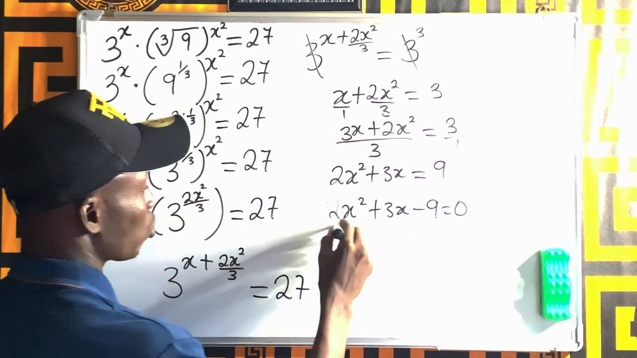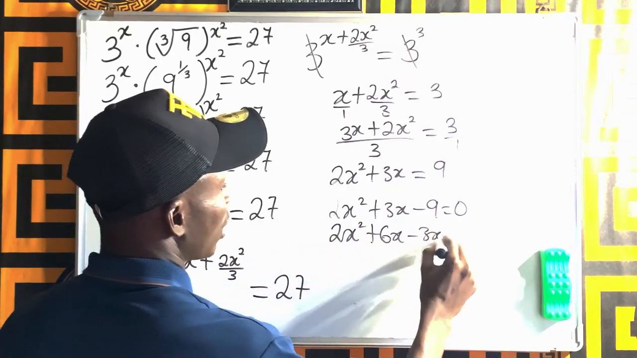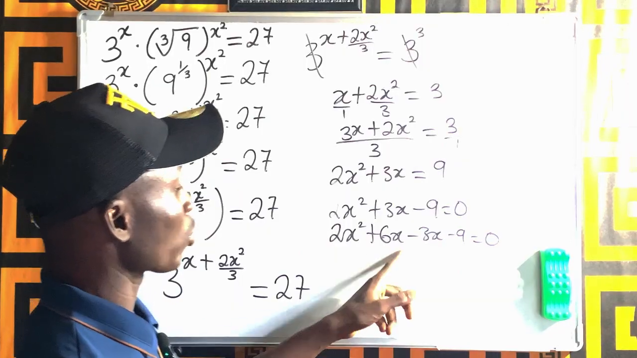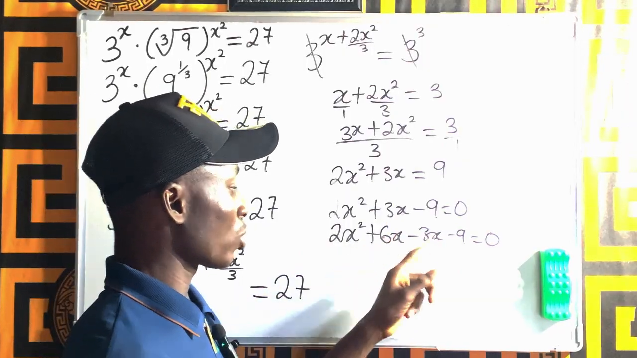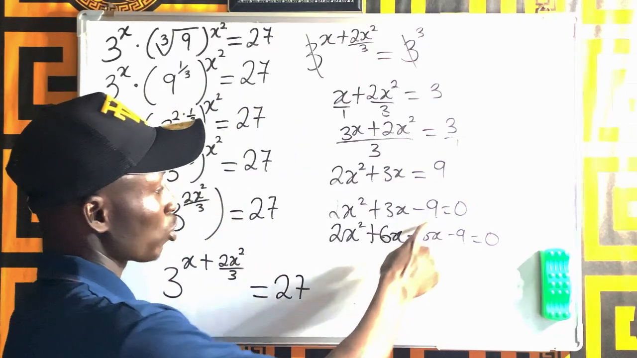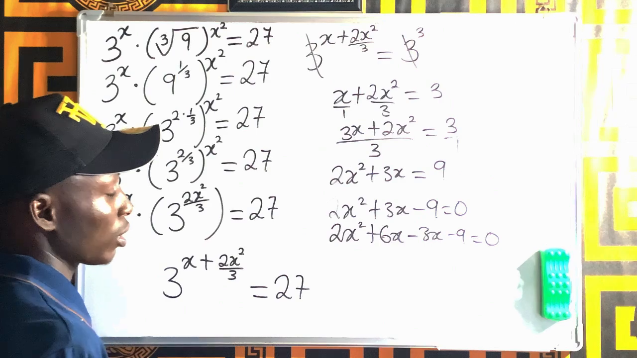So this is 2x squared plus 6x minus 3x minus 9 equals 0. One reason we are adding x here is because x is here. 6x minus 3x is going to give us 3x, and 6 multiplied by minus 3 is going to give us minus 18, because minus 9 times 2 will give us minus 18.